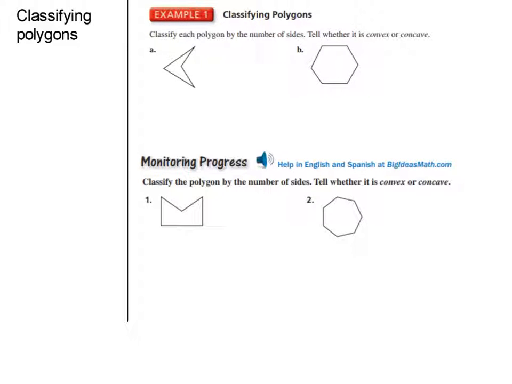Concave, it caves in, and like I said, you can always extend this side. And if I extend that side, it goes through the figure, so I know that's concave. As is this one, concave. Extend that side, goes through the figure. That's what? A B. Convex and convex.